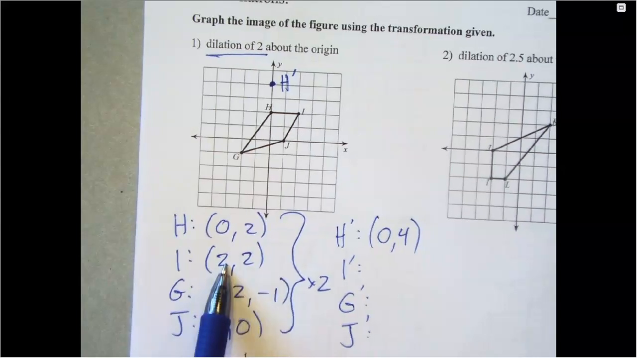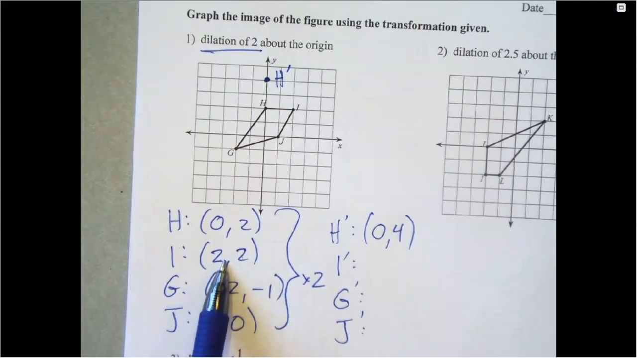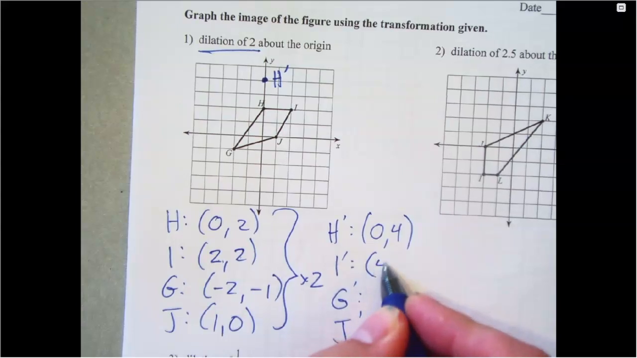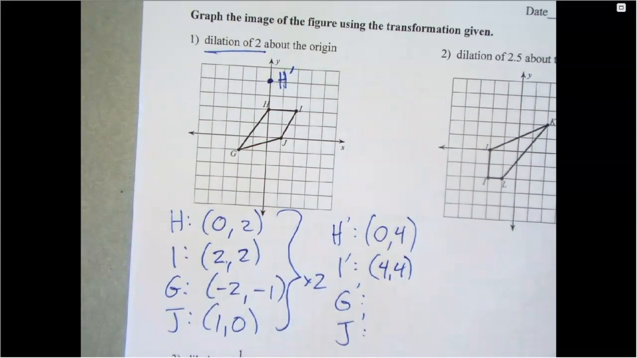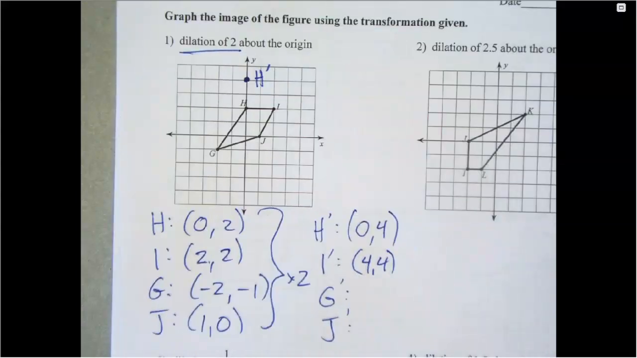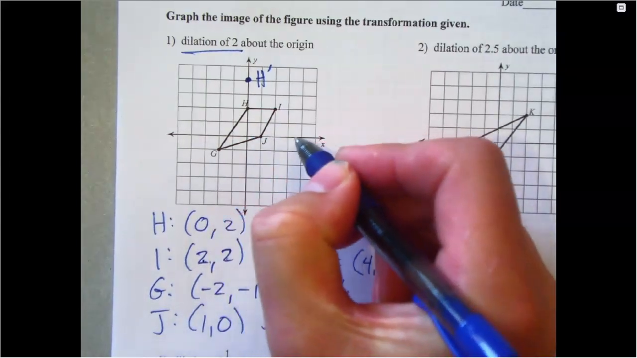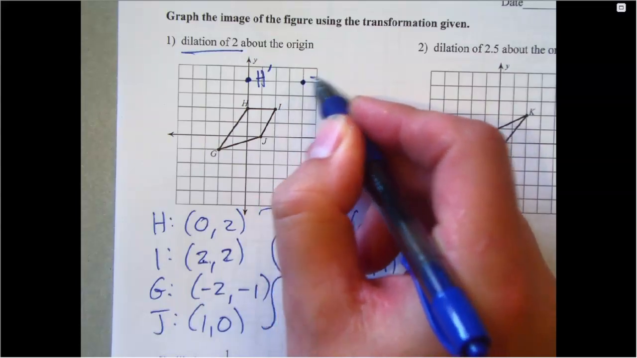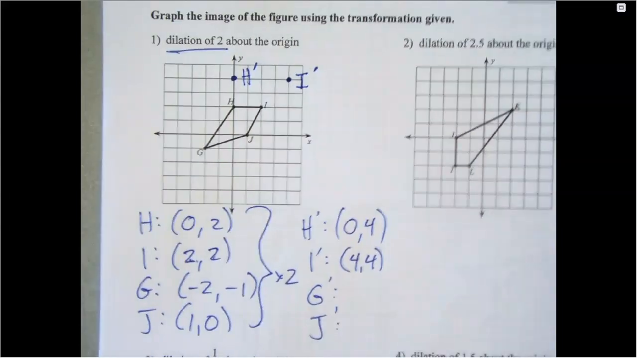So if I look at I, if I double both of those numbers, what do I get? Someone just said it. You can just shout 4, 4. So 2 times 2 is 4, 2 times 2 is 4. Then graph that point. So go 4 to the right and 4 up. And that's your I prime.